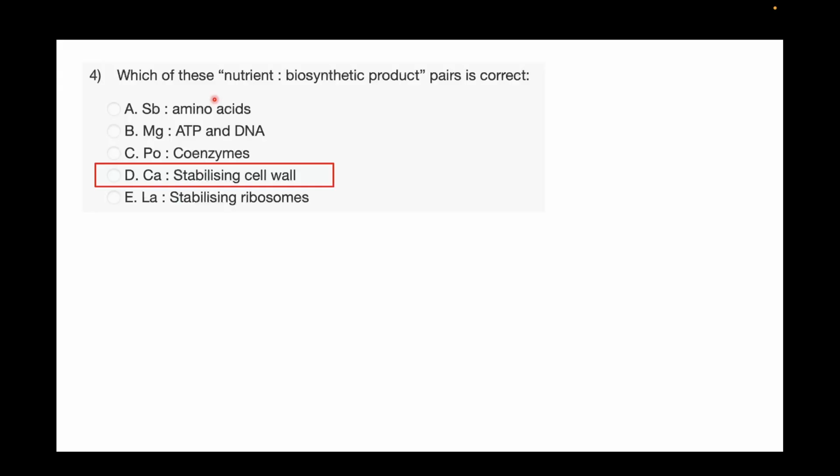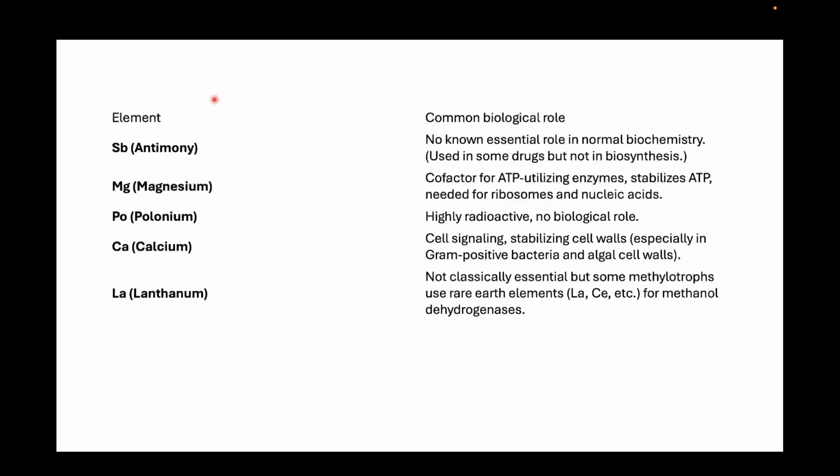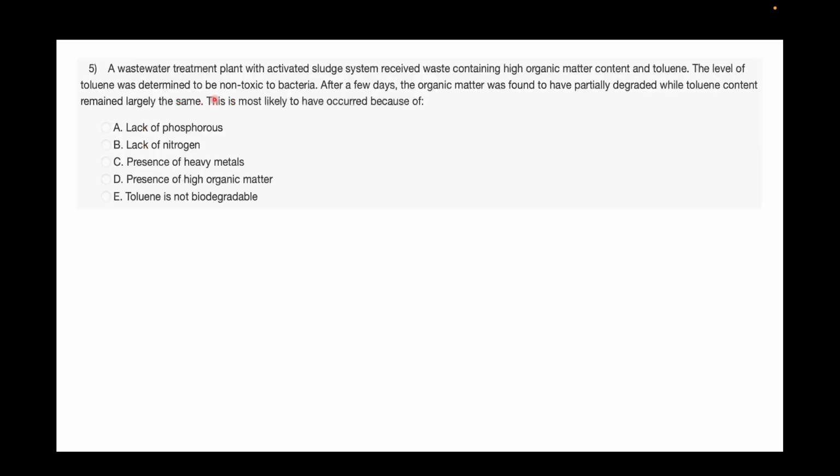Yeah, we have spent a lot of time on question number 4. Let us move ahead to question number 5. A wastewater treatment plant with an activated sludge system received waste containing high organic matter content and toluene. The level of toluene was determined to be non-toxic to bacteria. Okay, and after a few days, the organic matter was found to have partially degraded, while the toluene content remained largely the same. This is most likely to have occurred because of dash.